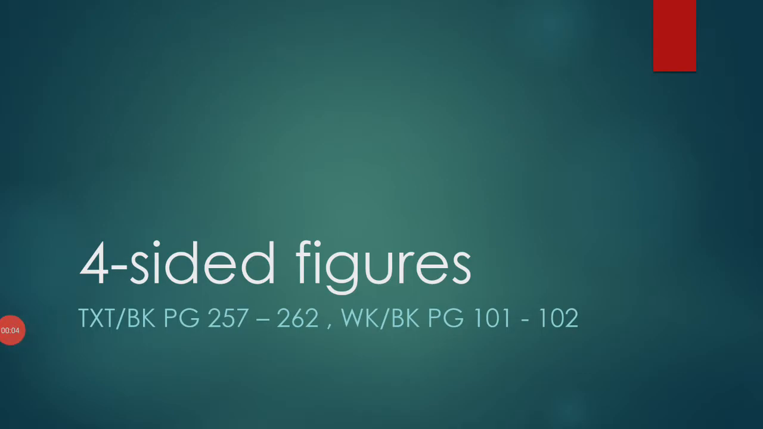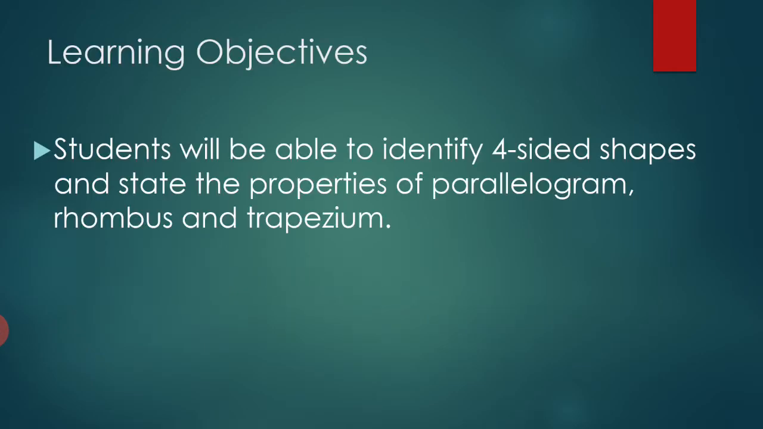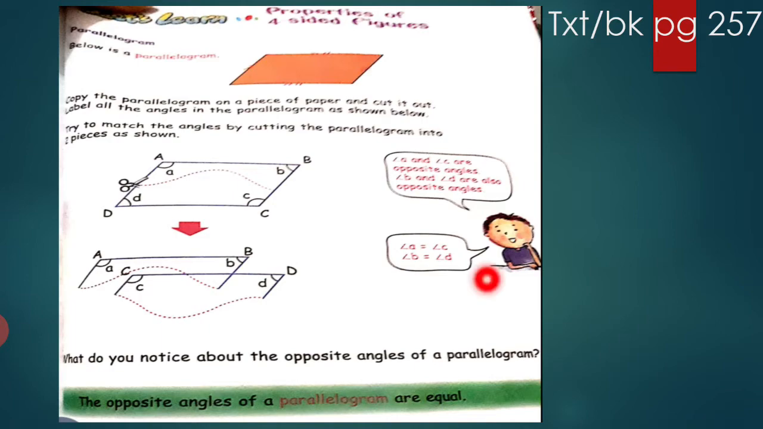Today's topic is four-sided figures. Learning objectives. At the end of this lesson, you students will be able to identify four-sided shapes and state the properties of parallelogram, rhombus, and trapezium. Here is textbook page 257, students. A parallelogram is in front of you.